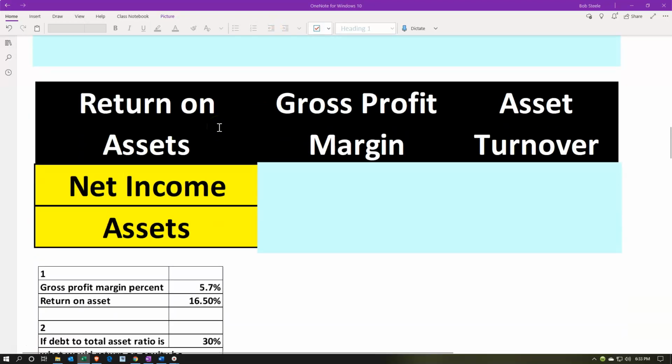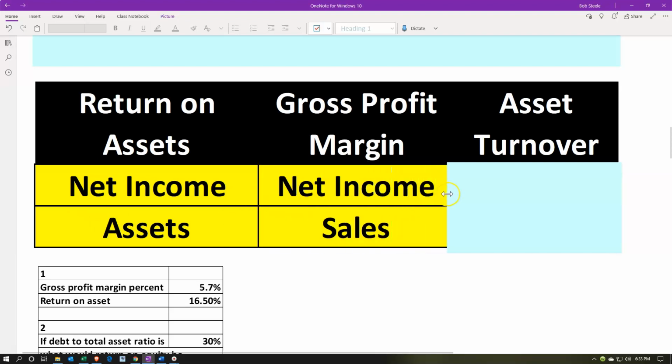Let's consider the return on assets. That will be calculated as net income divided by assets. Now remember, return on assets has an income statement account and a balance sheet account. So you might see this reported as the average assets in the denominator, so just be aware of that so it doesn't confuse you. It depends on the context. Then the gross profit margin is calculated as net income divided by sales. These are both income statement items, so we don't have to worry about different time frames and the averaging issue.